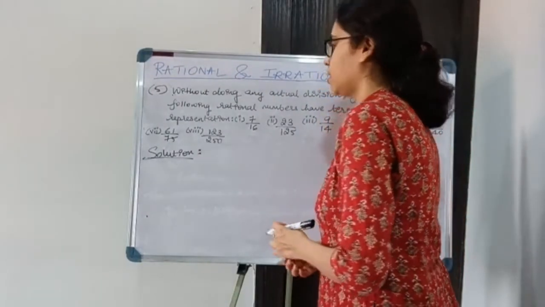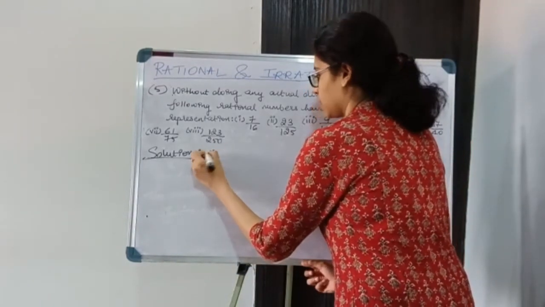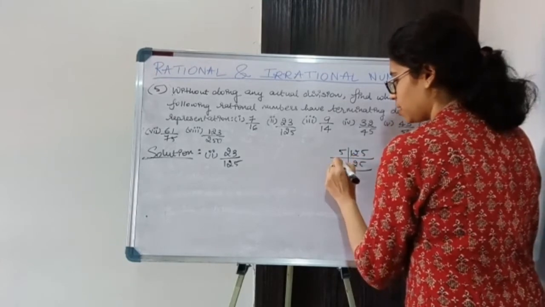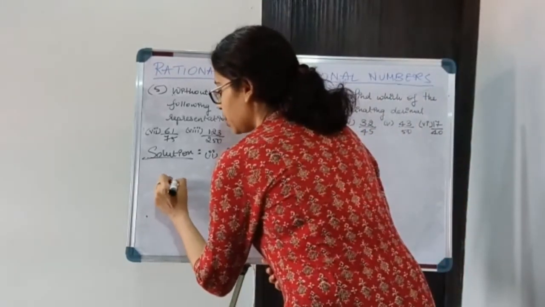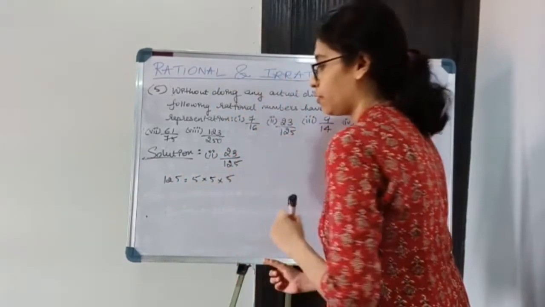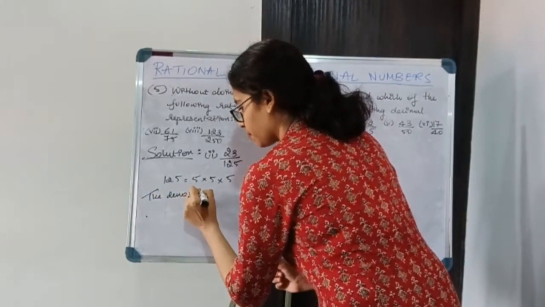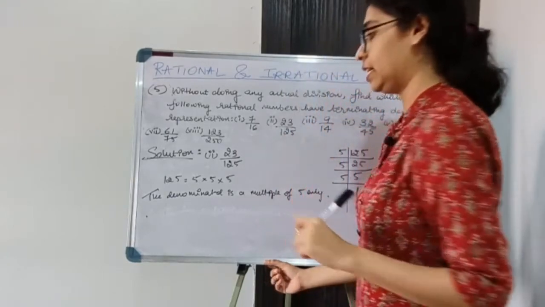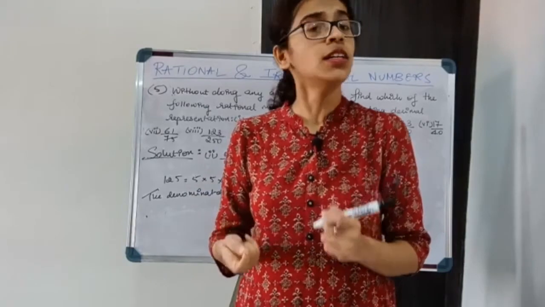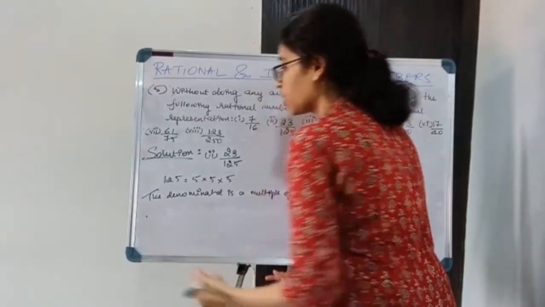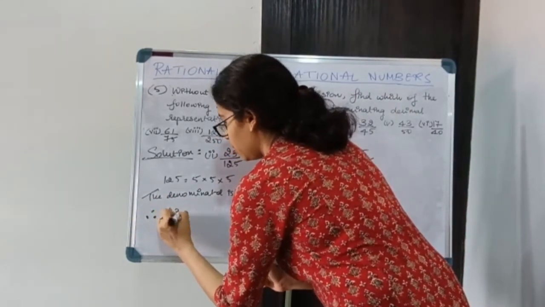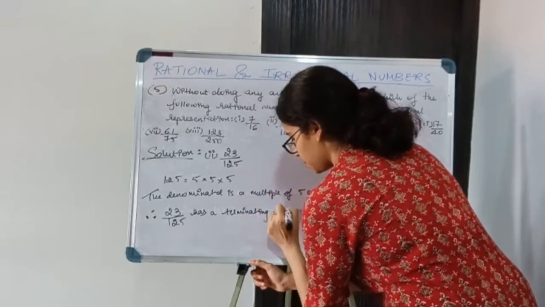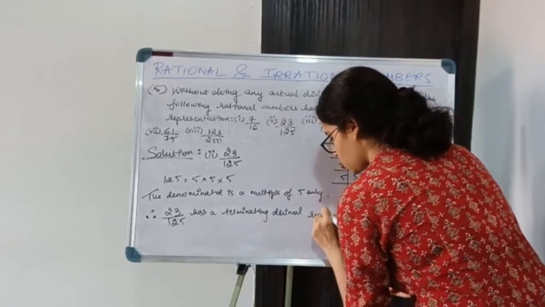Considering the second fraction, that is 23 by 125. I'll factorize the denominator. 125, 5 25s are 125, 5 5s are 25, 5 1s are 5. Therefore 125 is equal to 5 into 5 into 5. Therefore the denominator is a multiple of 5 only. If the denominator is a multiple of 5 only, then it is a terminating decimal. Therefore 23 by 125 has a terminating decimal representation.